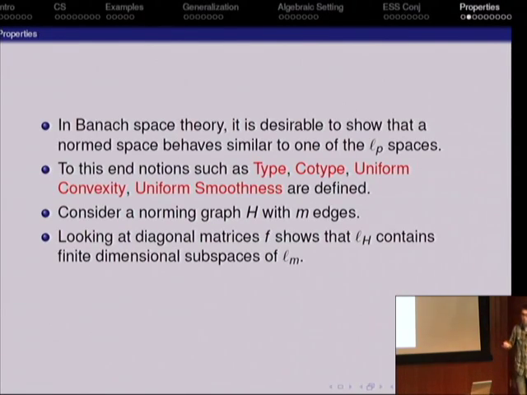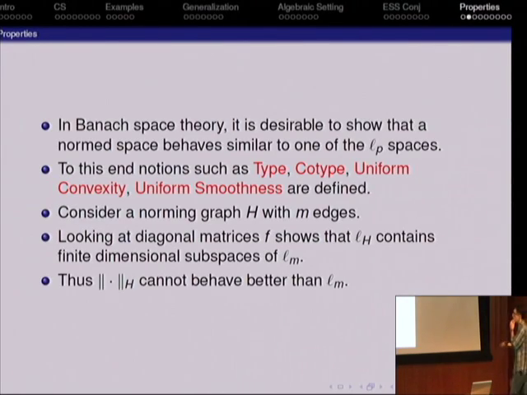The space defined by these H norms contains the finite dimensional subspaces of Lm inside it, as a subspace. Right, so I can embed any finite dimensional subspace of Lm isometrically inside the space defined by this new norm, just looking at diagonal matrices. So this tells me that my space cannot behave any better than Lm space. In other words, if you look at the unit ball of this space, it has sections which correspond to unit balls of these Lm spaces. So its smoothness, convexity, all these things are not going to be better than Lm spaces.